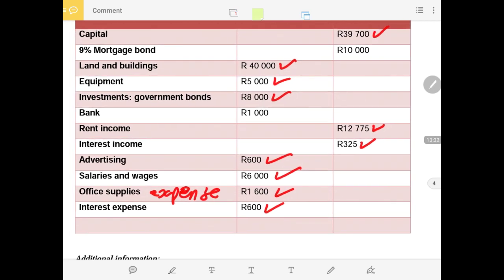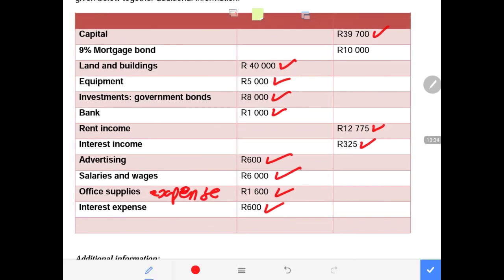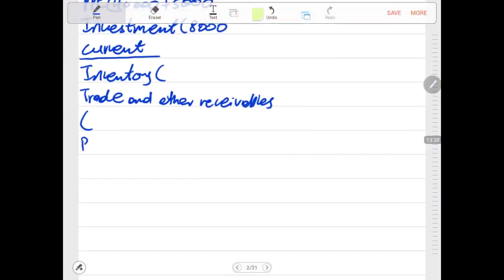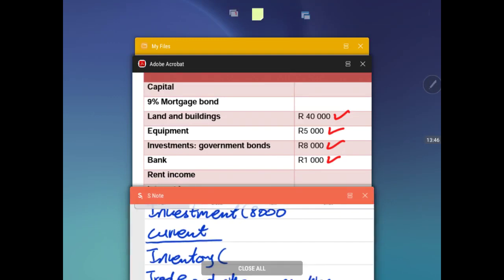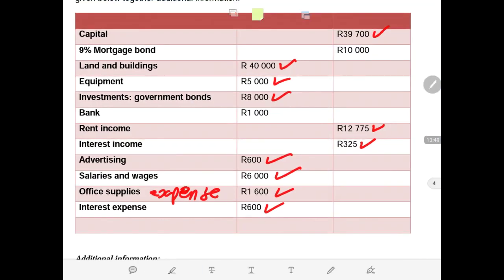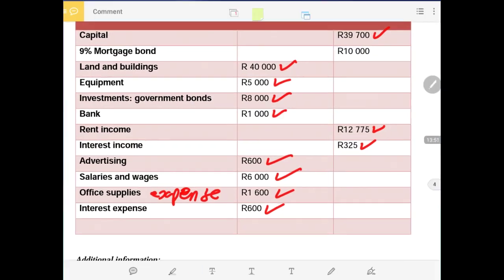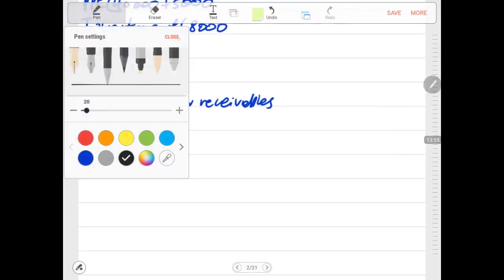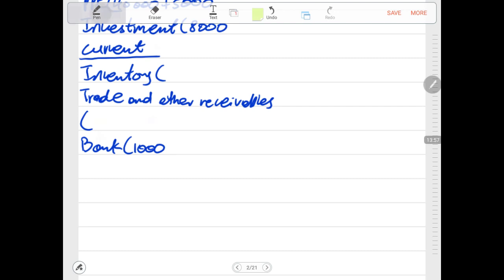But we do have the bank amount, and the bank amount is 1,000 rands. So now we write the next line item and we say bank. Open brackets, we record that 1,000 rands of bank, and we ticked that. Then now we come to equity and liabilities.